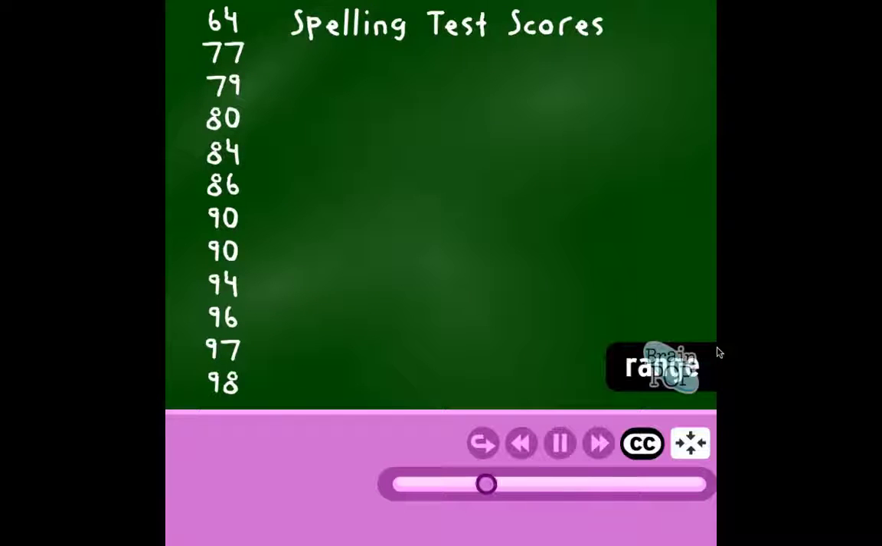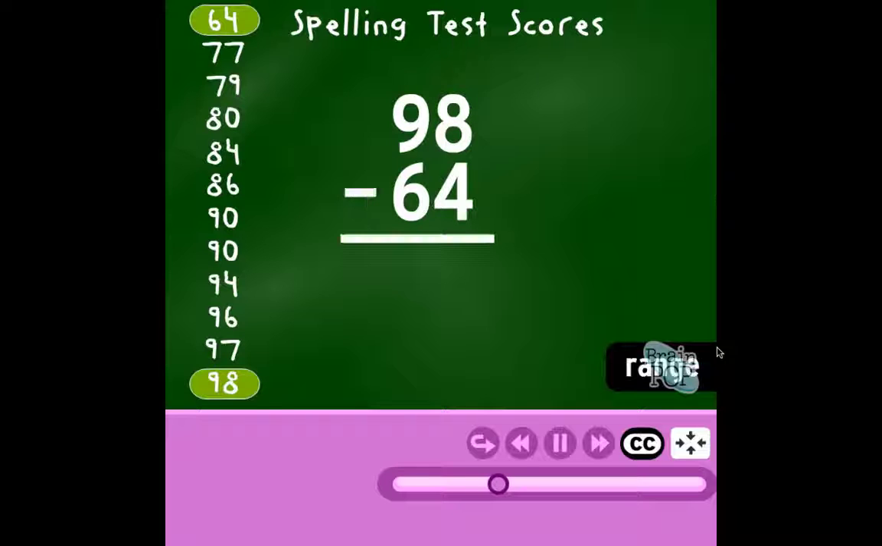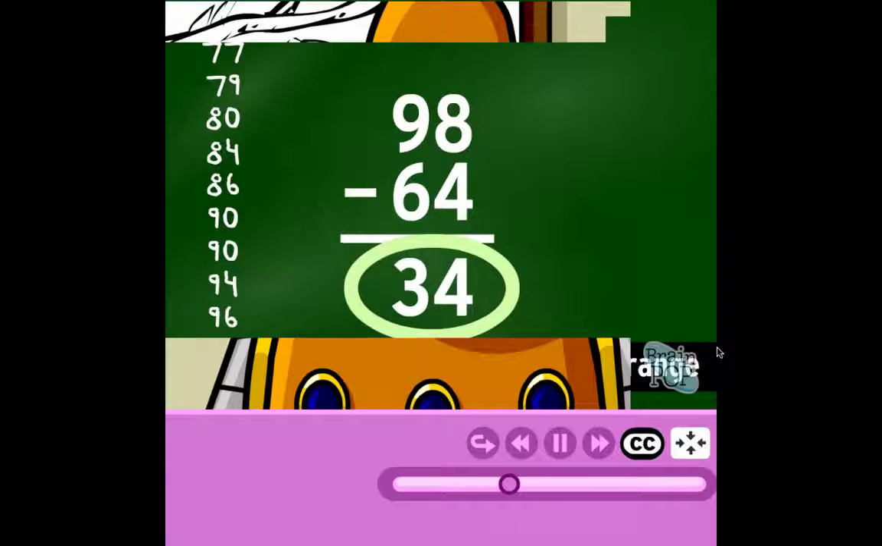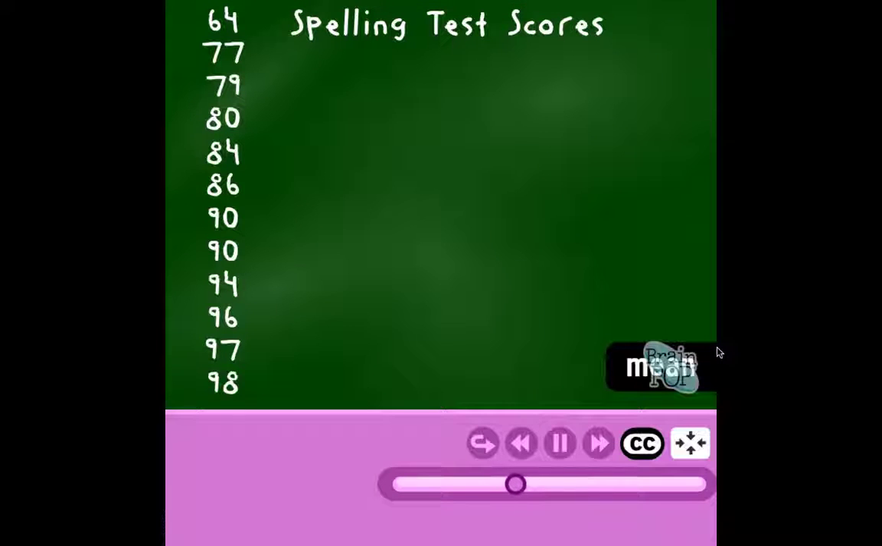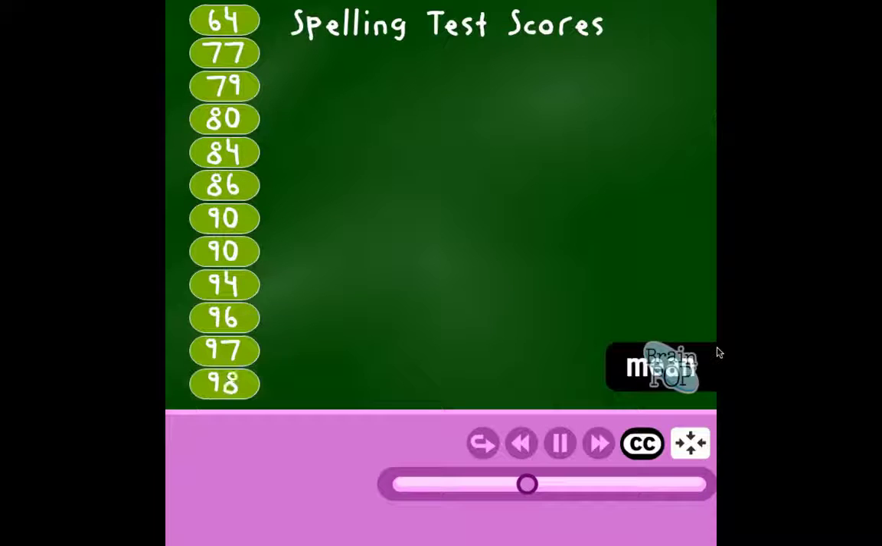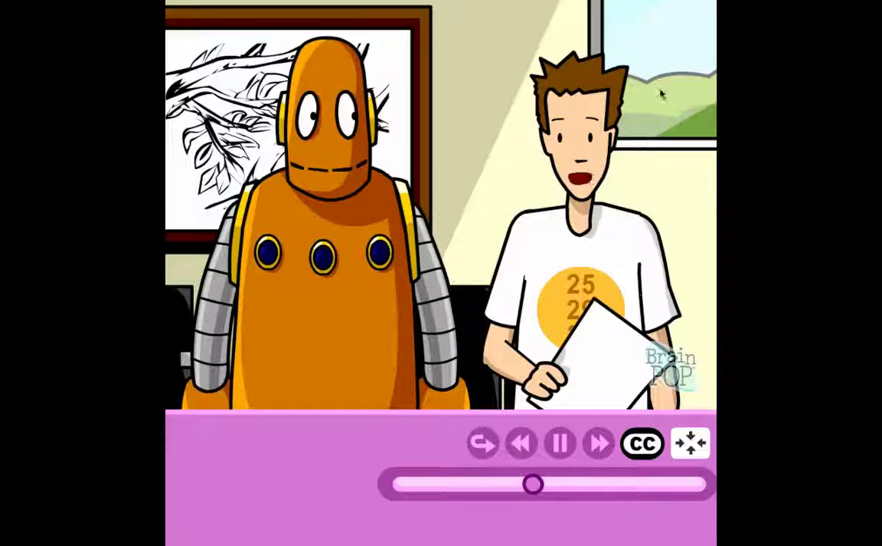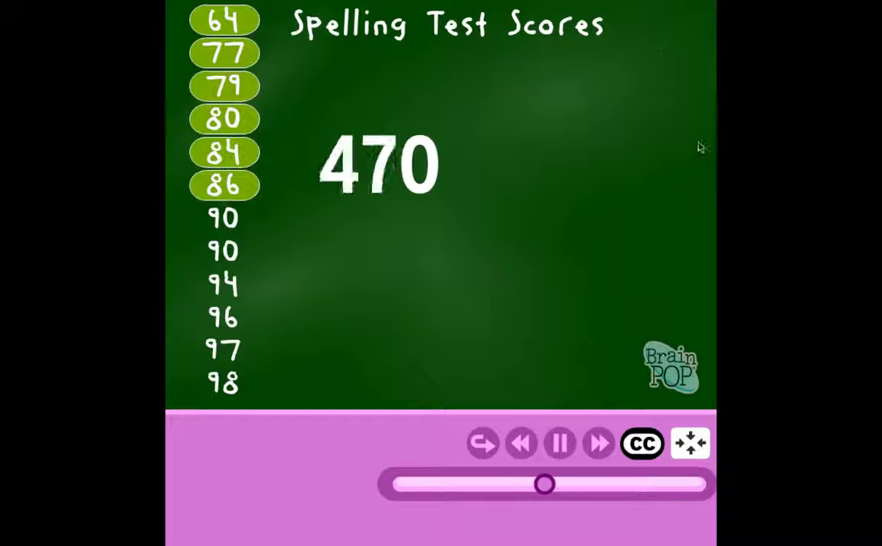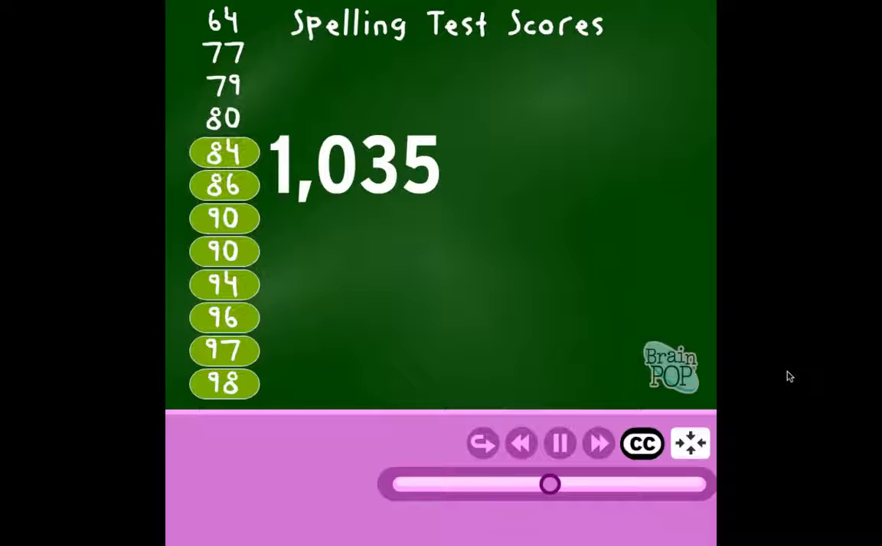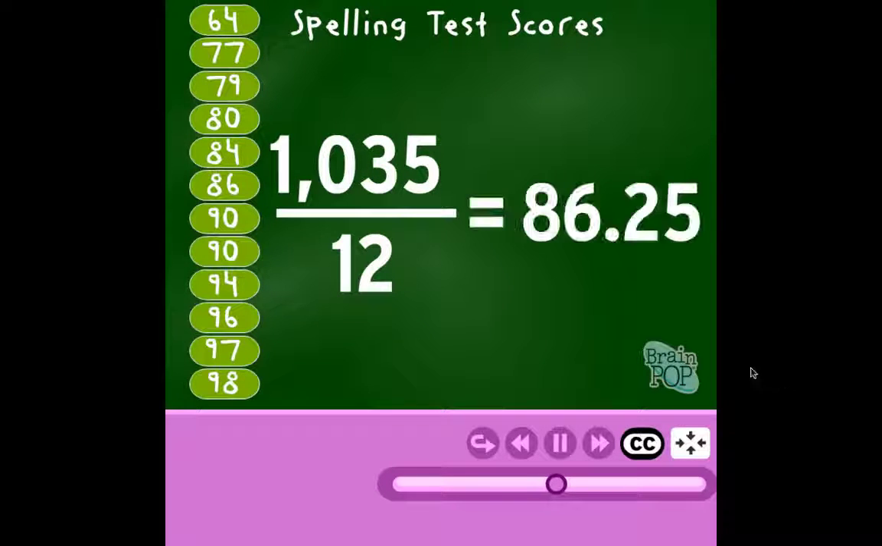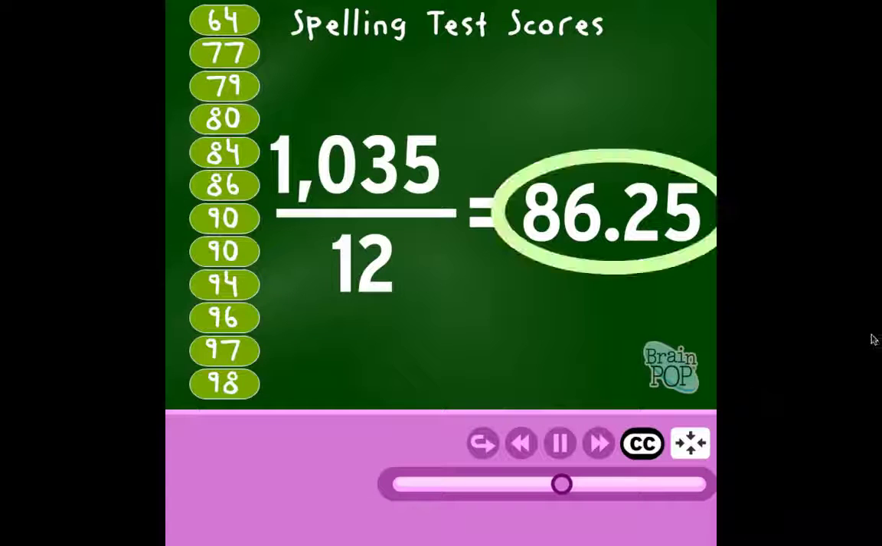The range is the difference between the highest and lowest scores. Subtract the lowest score from the highest score is the range. So the range of this list of scores is 34. The mean is the average score. You find the mean by adding up all the scores and then dividing that by the number of people who took the test. Right, we can estimate that it's probably somewhere around 80, 85. Let's add the numbers up and divide our sum by the number of scores, 12. Ooh, pretty close. Our mean is 86.25. That's our class's average score, the mean.